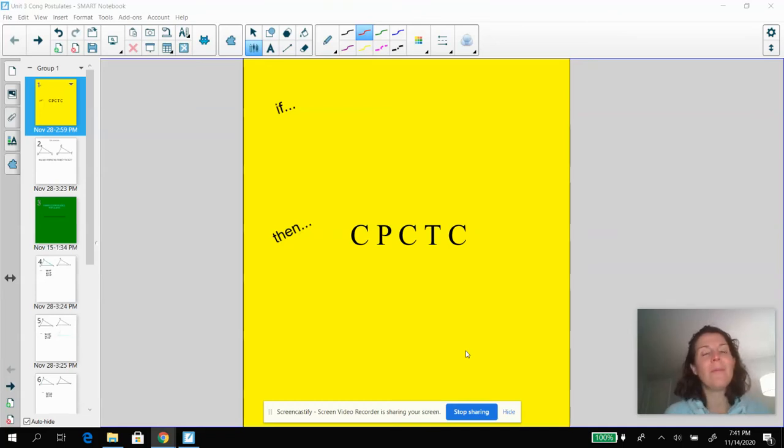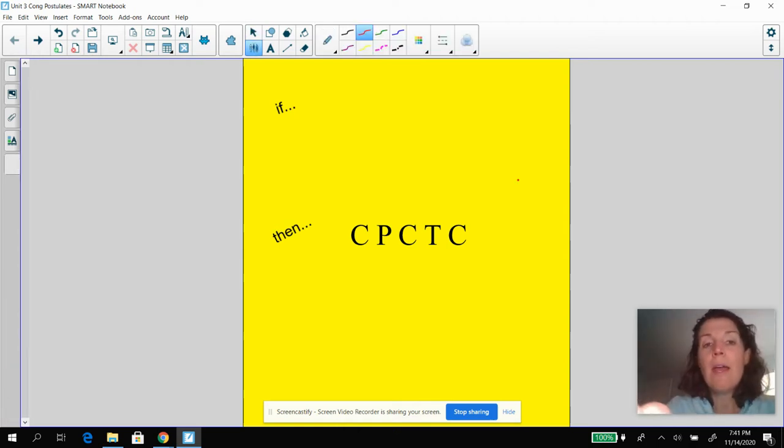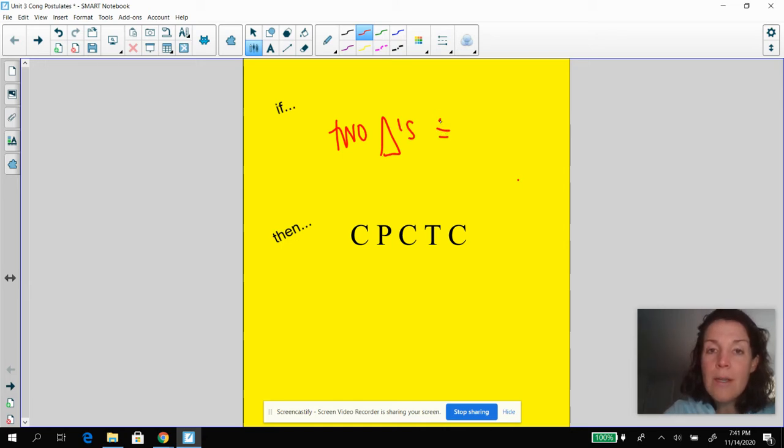Everybody, we're back and we are continuing our conversation about congruent triangles. So remember back to the other lesson when we talked about CPCTC, and our important if-then statement was, if we know that two triangles are congruent, then we know that all of their corresponding parts are congruent. So if two triangles are congruent, then we know CPCTC. You know it, you love it, you've internalized it, you've practiced it.